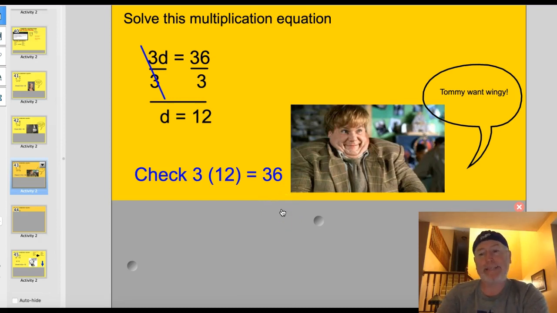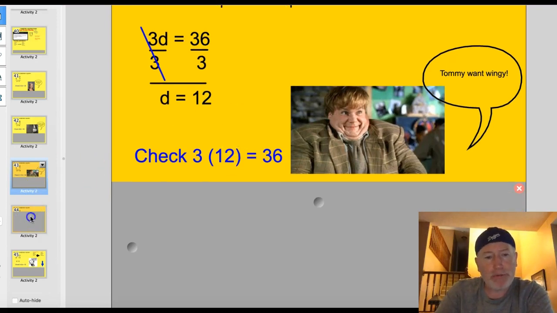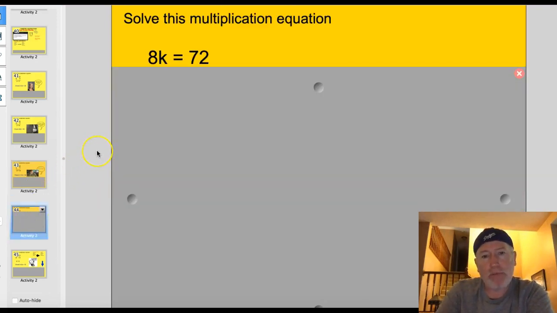Tommy want Winnie! I don't know why I love that picture so much. I just do. Ask your dad. He'll know what movie that's from.